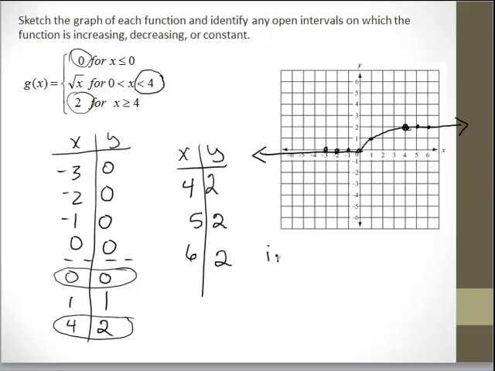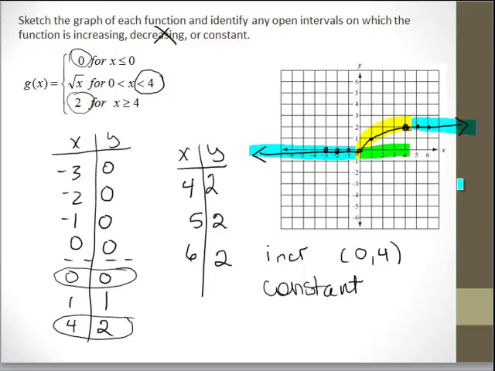So where is this increasing? It is increasing when it is rising from left to right. So it is increasing from 0 to 4. Remember, you talk about it in terms of x's. It's increasing on this interval. And is it ever decreasing? Is it ever falling from left to right? It's not decreasing anywhere, but it is constant. It's actually constant in 2 places. It's constant here and here.